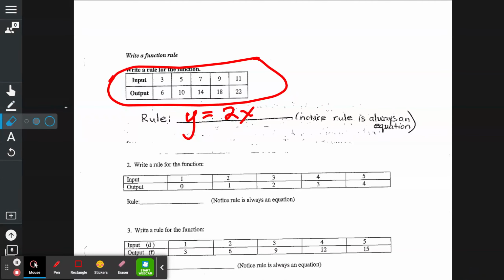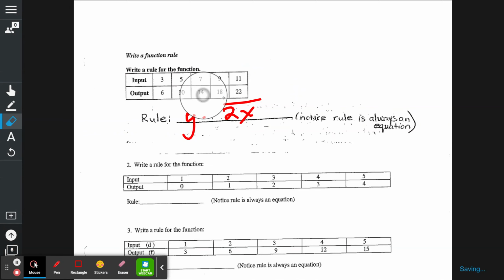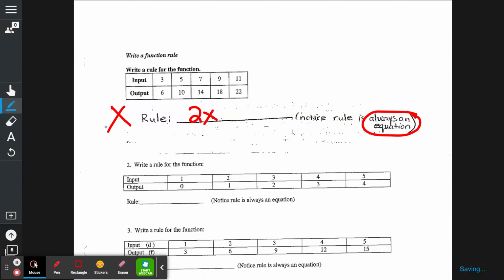But I am going to show you a method that will work not just for the easy problems, but will work when the problems get harder too. Now, one thing I do want to mention is that the rule is always an equation. If you write the rule is 2x, I will mark it wrong because the rule has to be an equation. Y equals 2x.